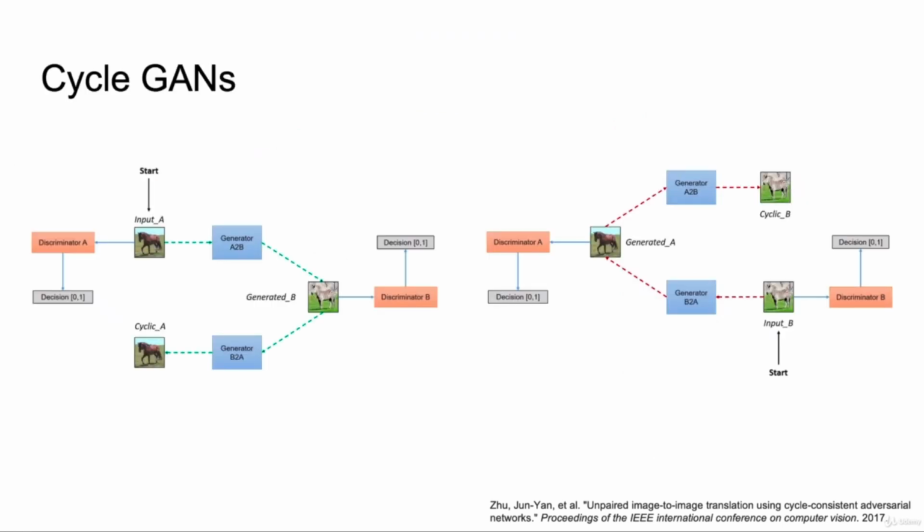The goal of the generator A to B is to transform an image of type A to an image of type B in such a way that the discriminator B will fail in distinguishing it from real images of type B, and vice versa. The goal of the generator B to A is to transform an image of type B to an image of type A in such a way that discriminator A will fail in distinguishing it from real images of type A.